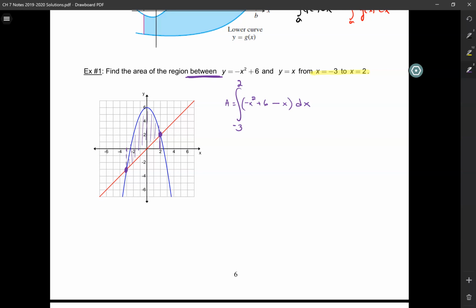Okay, so here, most of the time you'll be able to put it in the calculator, and so we will get 20.833.